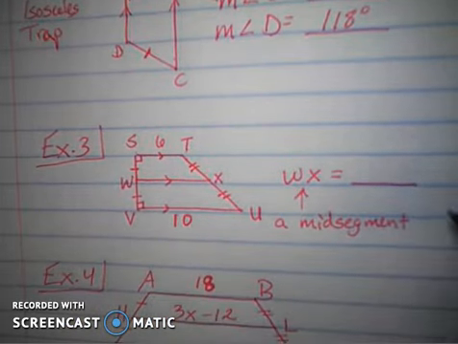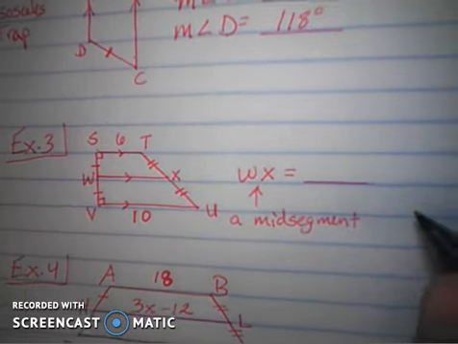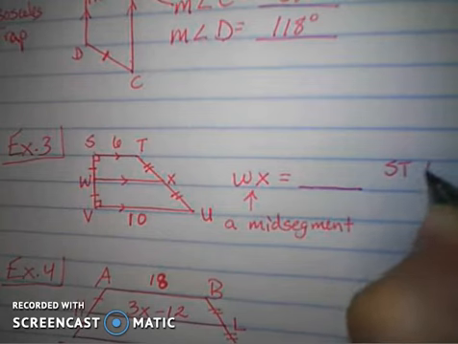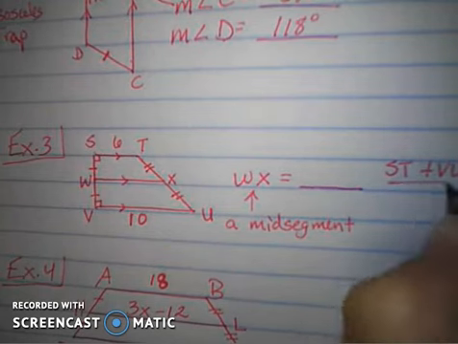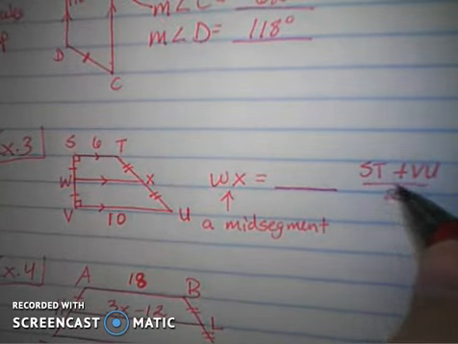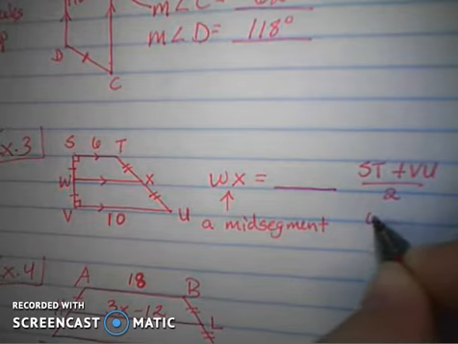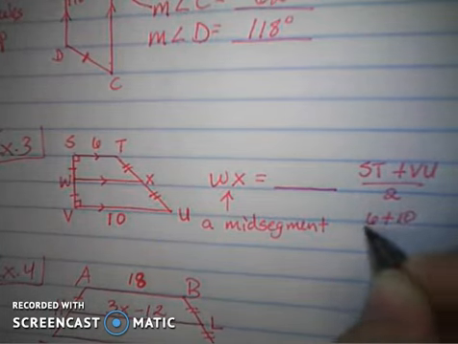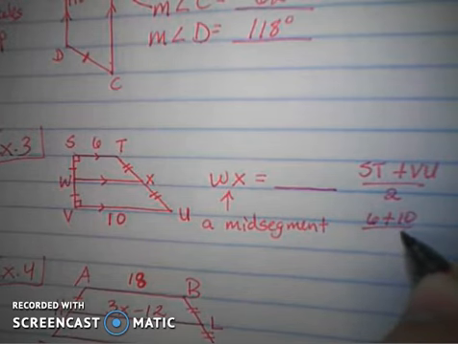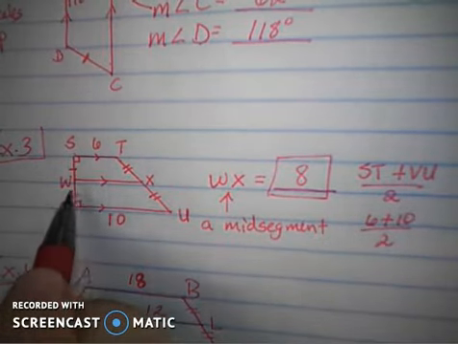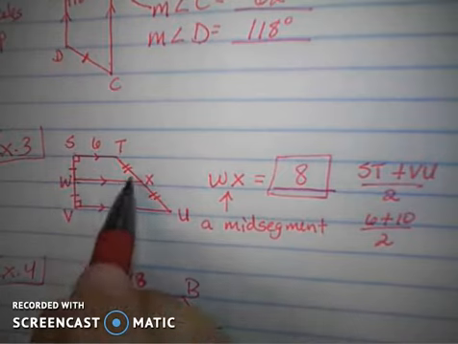So to find the length of WX, we're going to take the length of ST plus the length of VU and divide by 2. So ST is 6, VU is 10. We're going to add those together and get 16. 16 divided by 2 is 8. The average of the two bases is 8, so the length of the midsegment is 8.